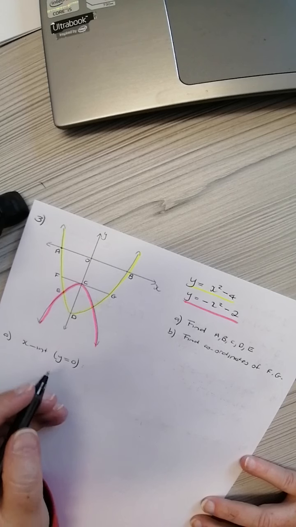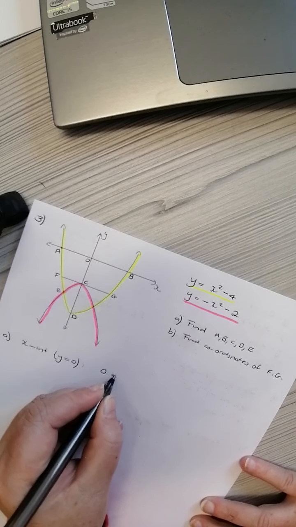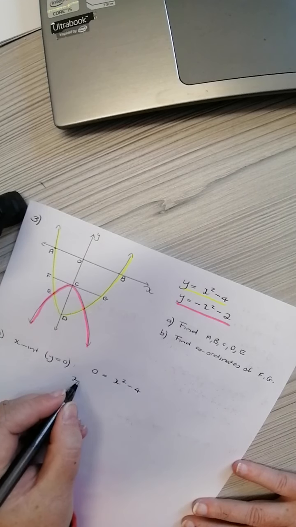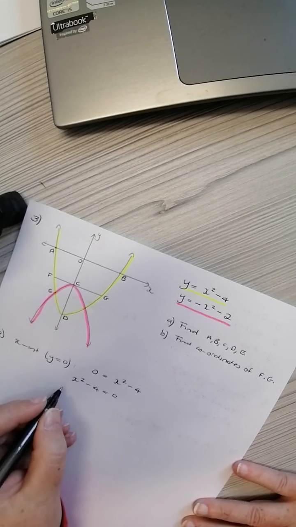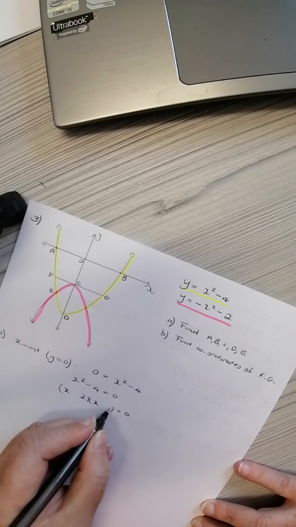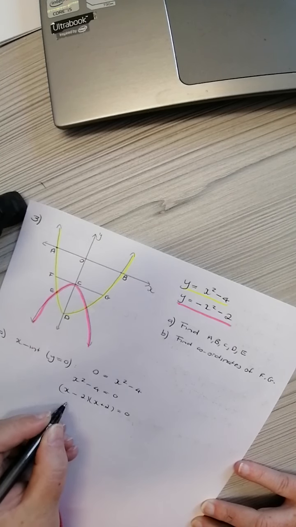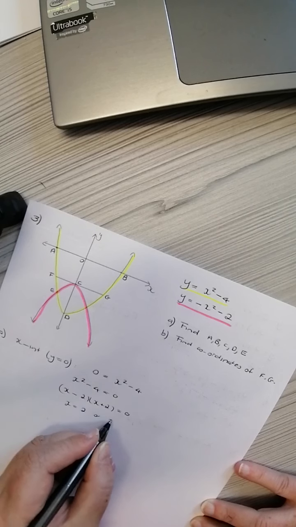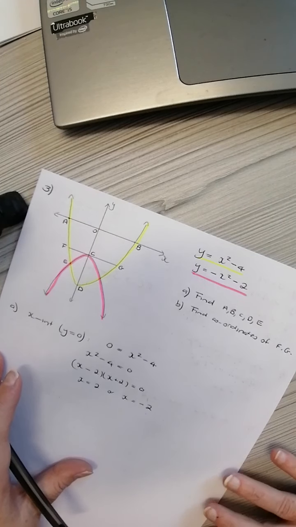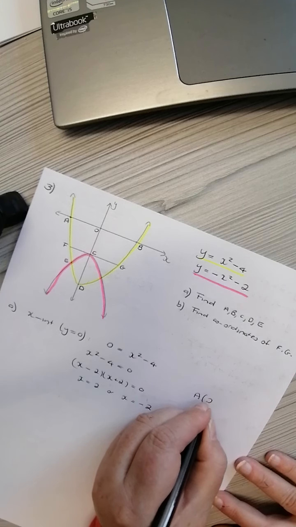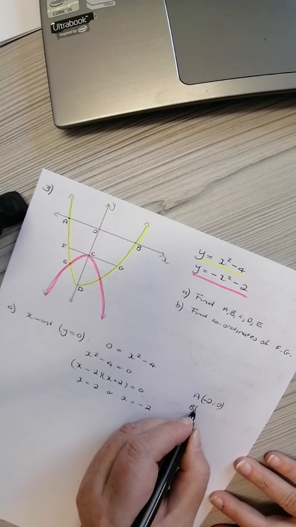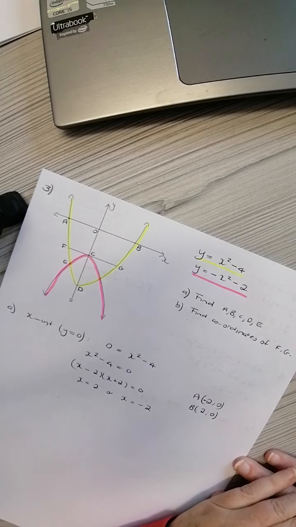So for the yellow one, we make y 0. So we have 0 equal to x squared minus 4, and we factorize doing difference of 2 squares: x minus 2, x plus 2. So in other words, x equals 2 or x equals minus 2. So we've got A and B. A is (minus 2, 0). B is (2, 0).